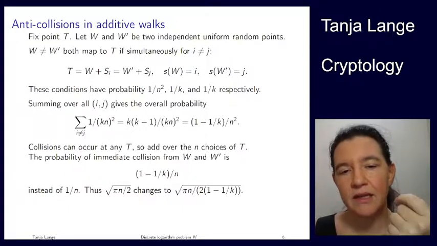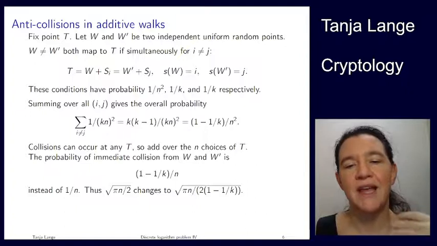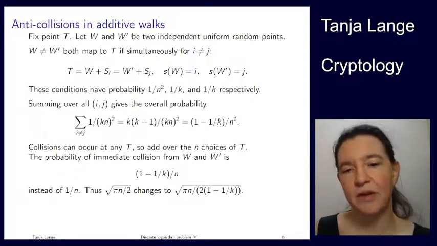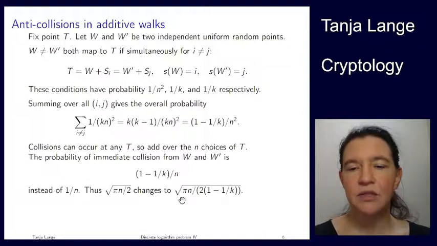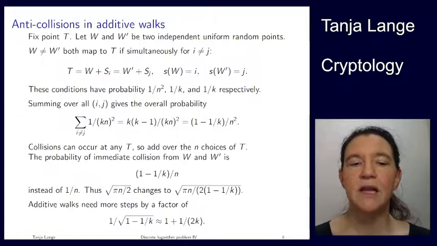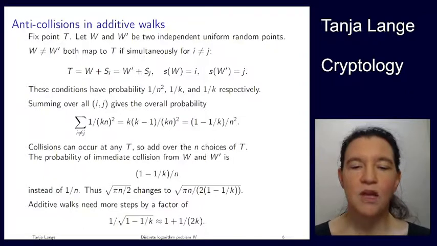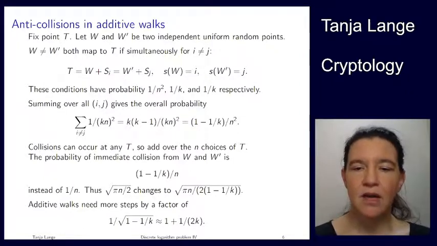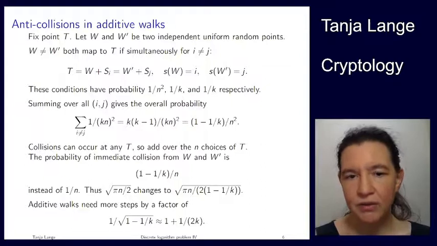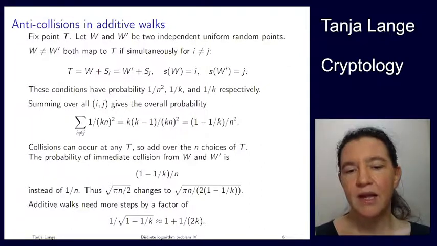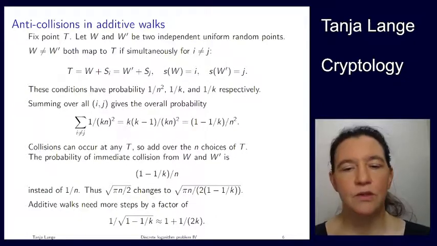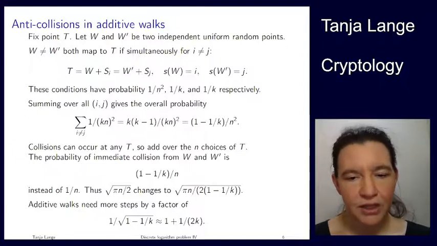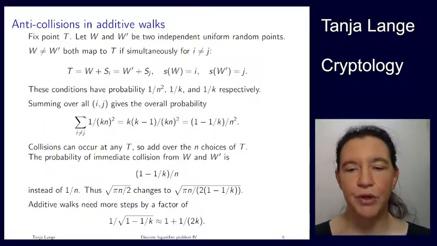And so the n in there changes to n divided by 1 minus 1 over k, and that gets to this formula here, and that gets to the statement I had on the previous slide, namely that we need more steps by this extra factor. Now, we get a square root in there because the n ends up under the square root, so the extra steps are by this factor. So, not huge for large k, but something to keep in mind when you're making your choices.